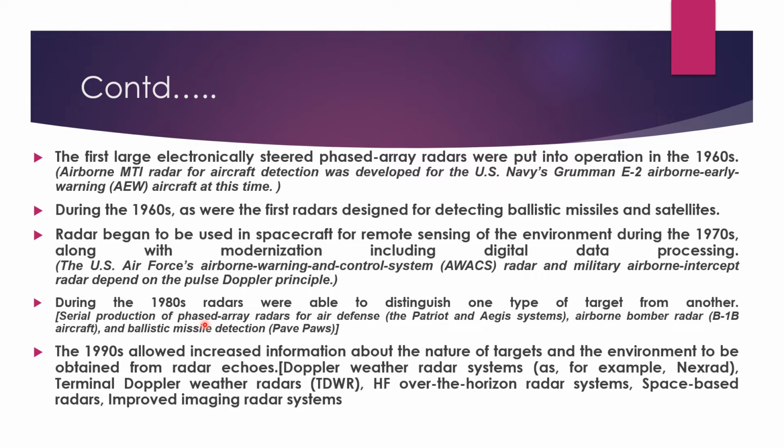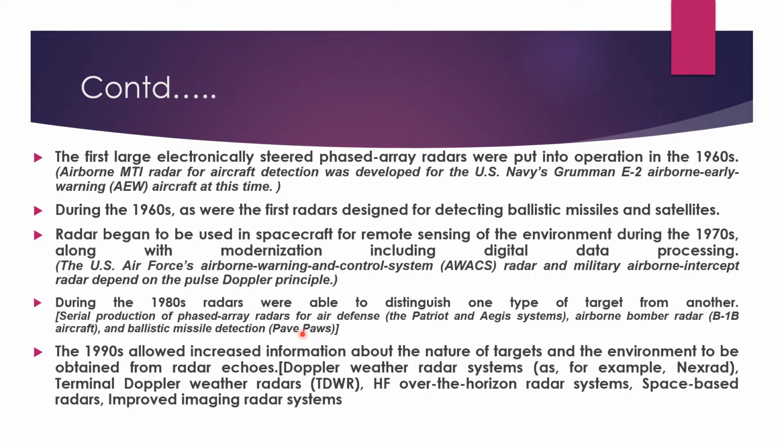They can detect the phase, and there is an array of radars, so they can detect the change in the signals and the continuous change in the signals which are coming. So the Patriot and Aegis systems are examples of such radars. The airborne bomber radar on the B-1B aircraft and ballistic missile detection radars are also examples of such radars.